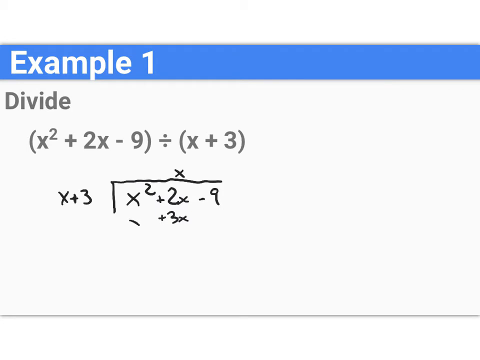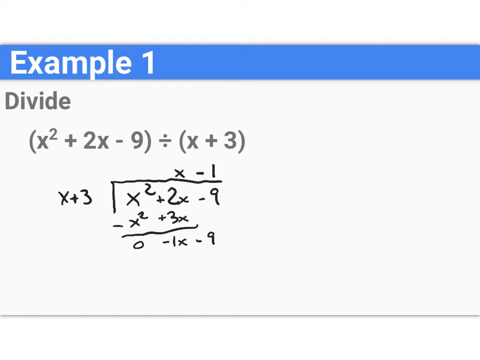X times x is x squared. And now we subtract. X squared minus x squared is 0. 2x minus 3x is negative 1x. We bring down your minus 9. So now, how do we get around this negative 1x? So let's put a minus 1. And let's see if we can make that work.